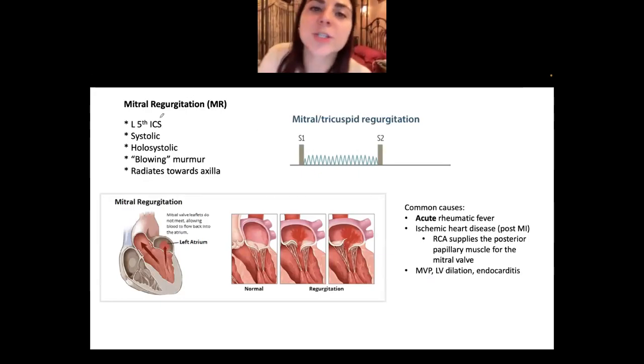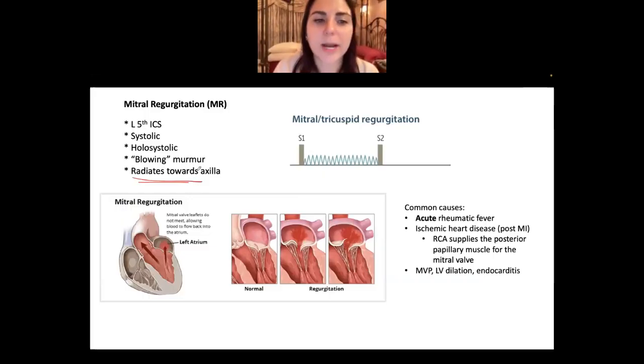So mitral regurg is going to be a systolic murmur. We're in the mitral zone, so the left fifth intercostal space. It's holosystolic, meaning you hear it entirely throughout all of systole. It doesn't stop. And it sounds like a blowing murmur. That's just a holosystolic type thing.